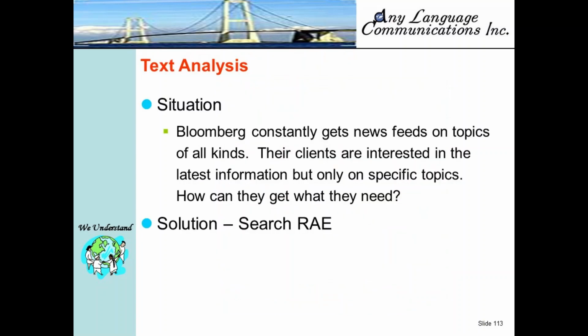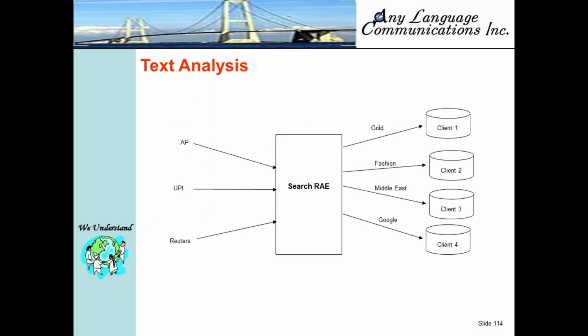Here's another text analysis situation. Bloomberg constantly gets news feeds on topics of all kinds. Their clients are interested in the latest information, but only on specific topics. How can they get what they need? And again, our solution is SearchRay. Each client has topics created for them. As the news feeds are read, those topics are routed to databases for each client. A bit more complicated than the first example, but the process is basically the same.